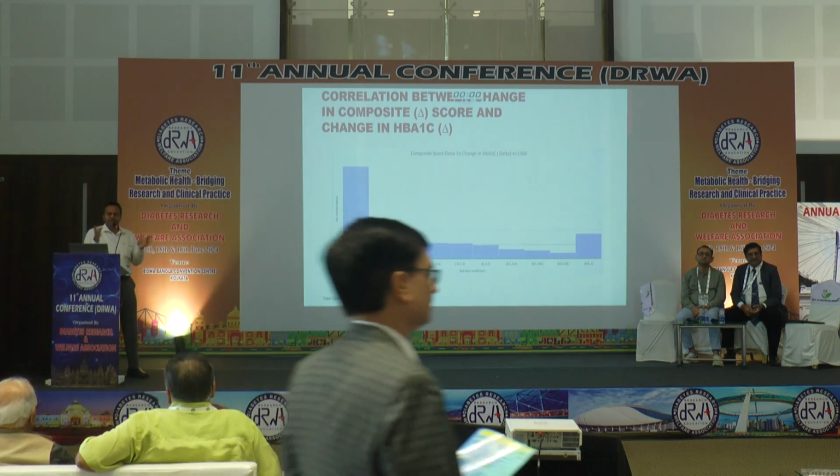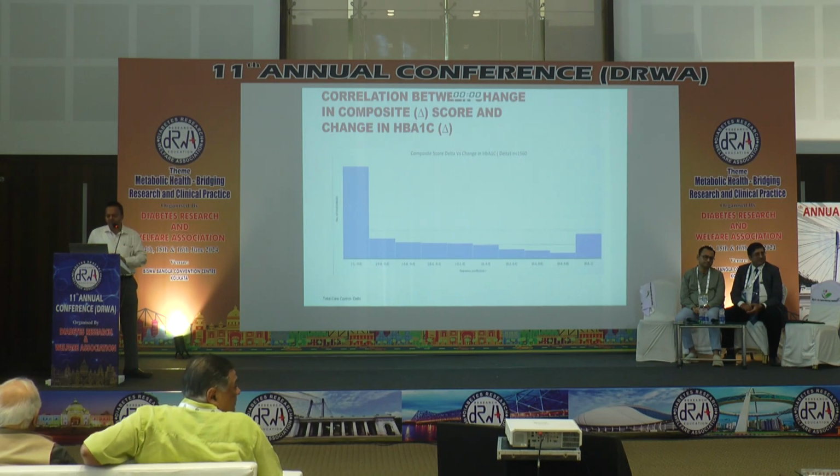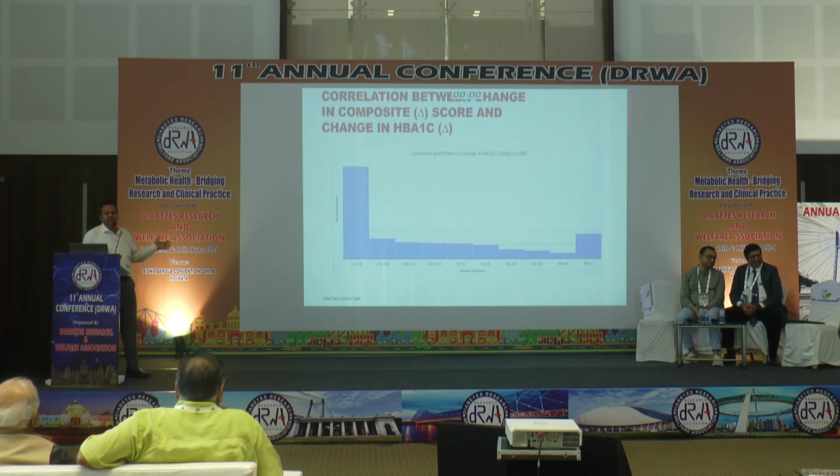And then we tried to assess whether any change in the score has an effect on change in the outcomes. So this is the delta of the score and the outcomes. But here we found an L-shaped relationship.